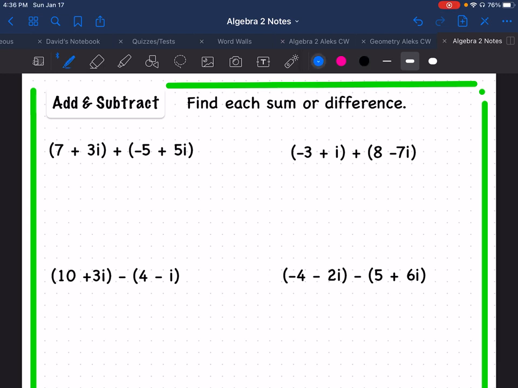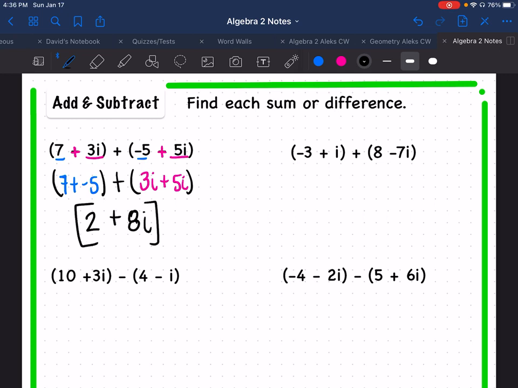So I'm going to come in here and I could rearrange these into my real parts, 7 plus -5, and then my imaginary parts would go in the other, 3i plus 5i. And then, of course, remember, don't forget to take the signs in front of any of them. Then I can go ahead and do my sum from my real part. I get 2. And then do my sum from my imaginary part. I get 8i. And this would be my answer.